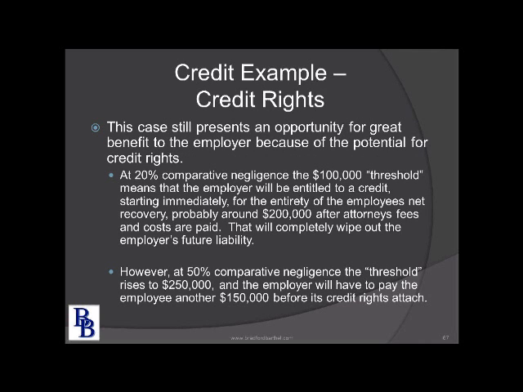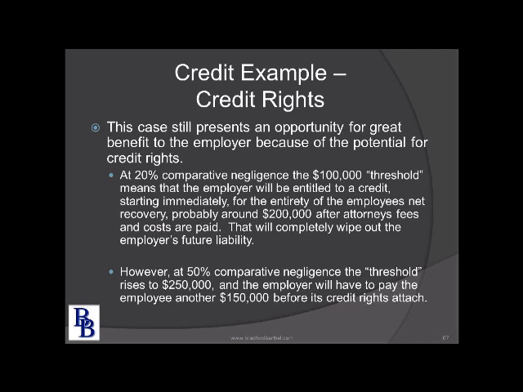That threshold we've been talking about, that $100,000 threshold in this case, not only determines when you can recover money, it determines when you have to keep paying money. Because since your $100,000 threshold is exactly equal to what you've paid already, that means that the $100,001st dollar is subject to that employee's credit.